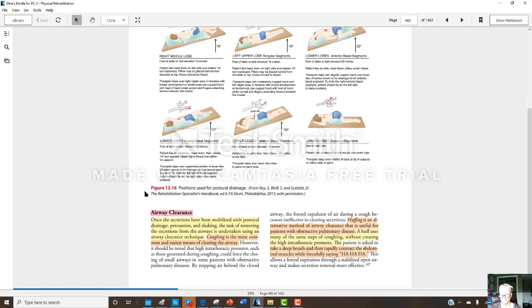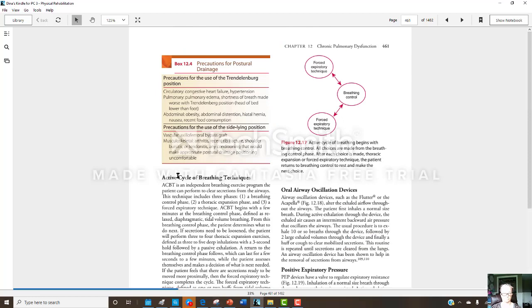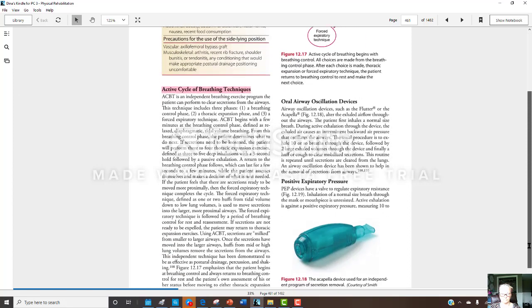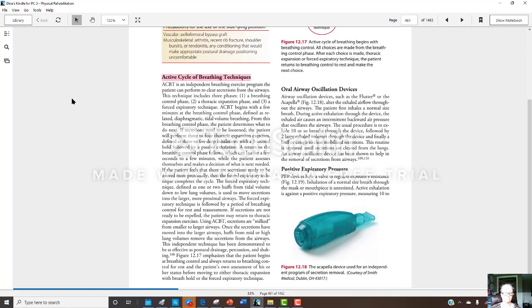Active cycle of breathing techniques. ACBT is an independent breathing exercise program the patient can perform to clear secretions from the airways. This technique includes 3 phases: 1. A breathing control phase. 2. A thoracic expansion phase. And 3. A forced expiratory technique.